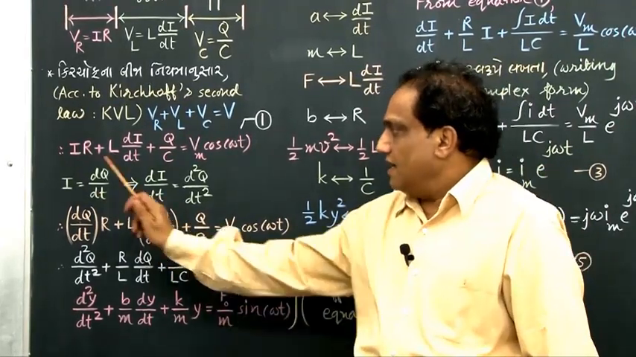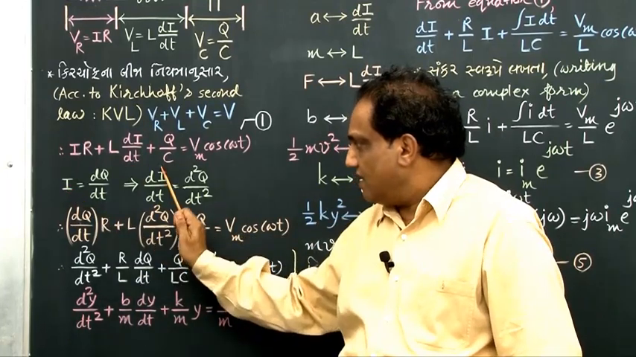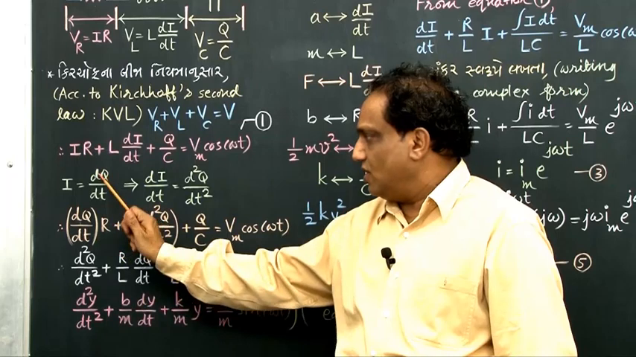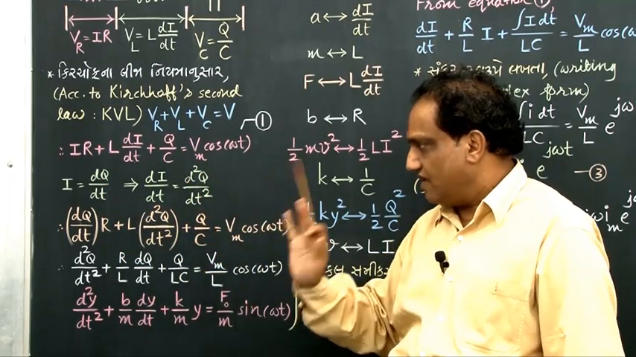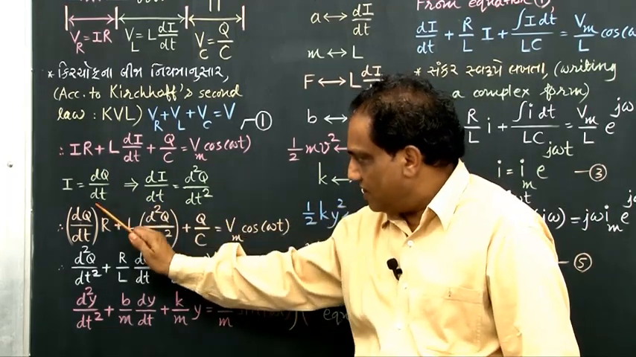Fine. Take d by dt on both the sides. So when you take it here, it will become di upon dt. And when you take d by dt here, it will become d2q upon dt square. Now in place of I, we should write dq upon dt.